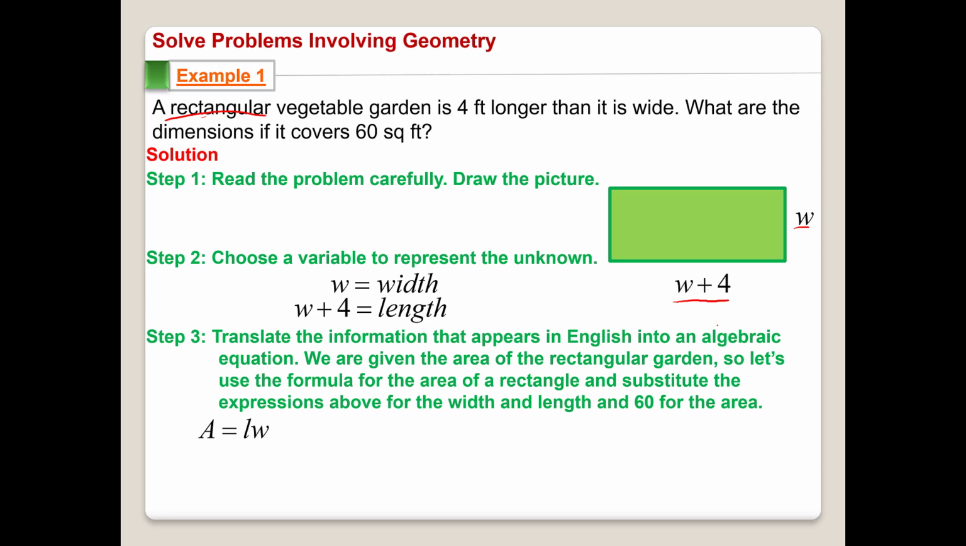So now we can translate the information that appears in English into an algebraic equation. We're given the area of the rectangular garden, which is length times width. We use this formula and substitute the expressions above for the width and length, and 60 for the area. So we have A equals 60, and now we know the area is W times W plus 4. We substitute in 60 for the area, width is W, and length is W plus 4. 60 equals W plus 4 times W.